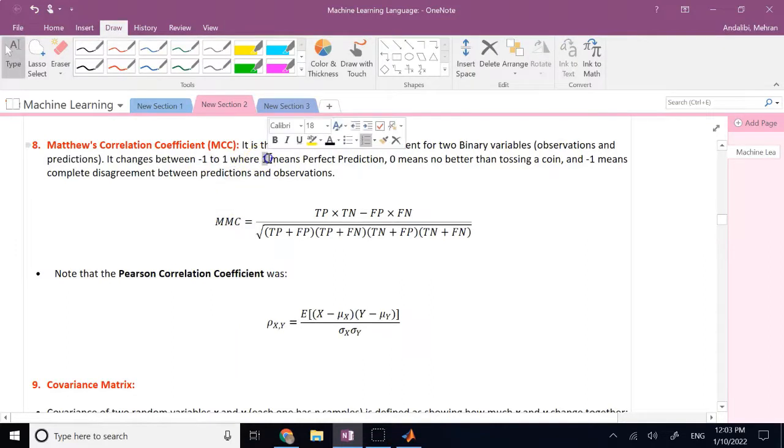Where 1 means the method prediction was perfect. 0 means the method did not do better than if you just toss a coin. Basically it had no real prediction power. It was completely random prediction, 50-50. And -1 means the method prediction completely disagreed with the actual result.